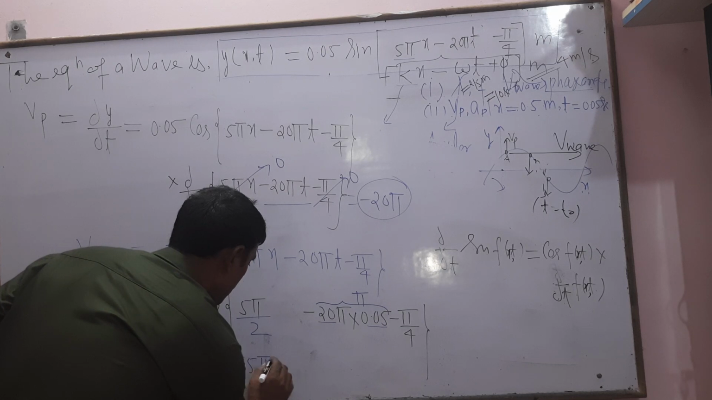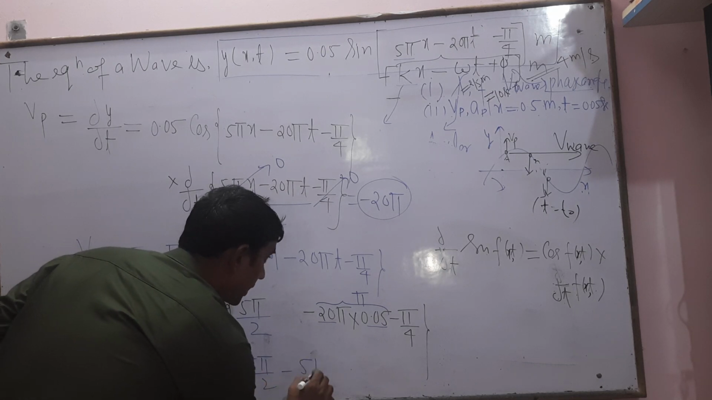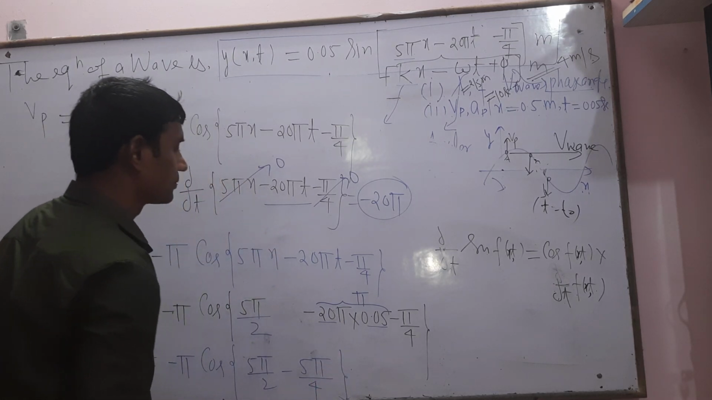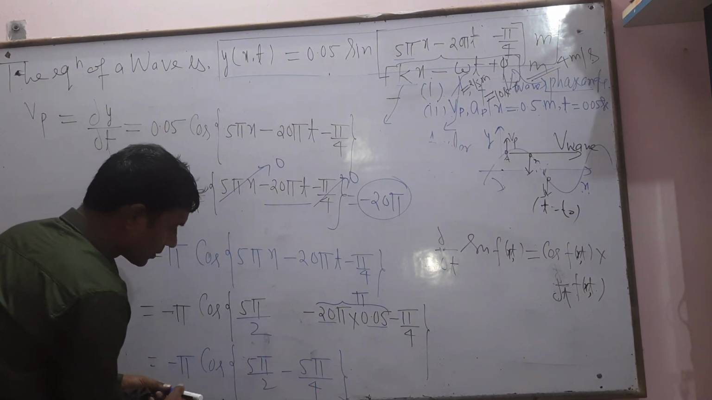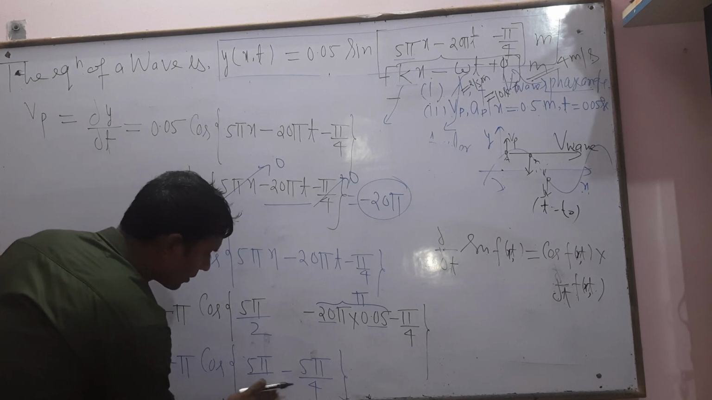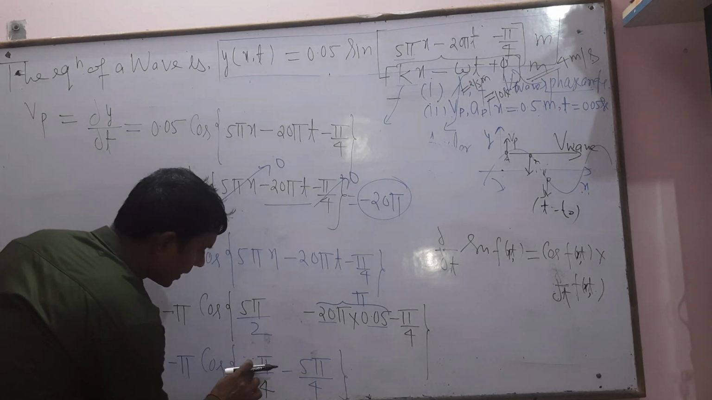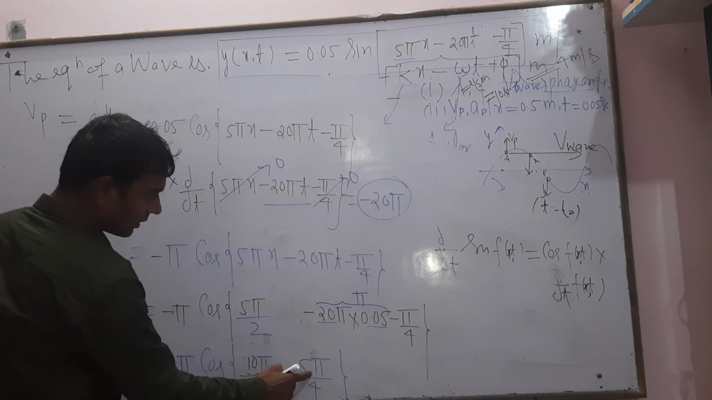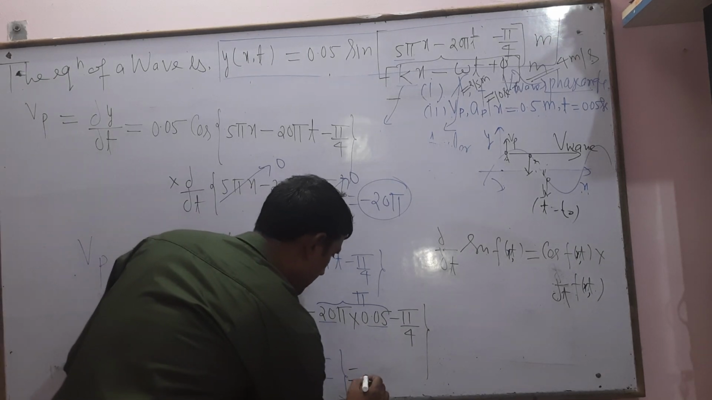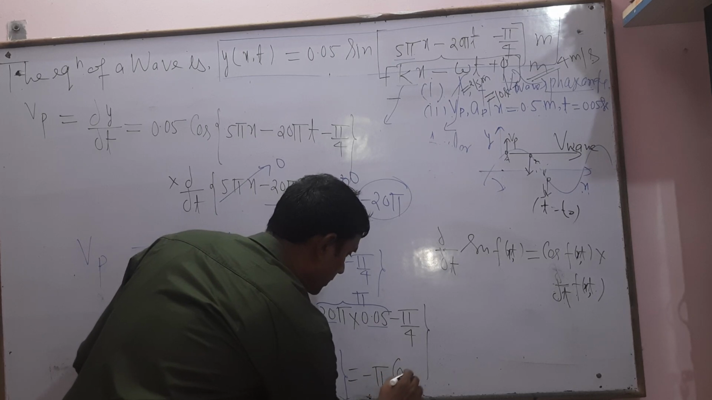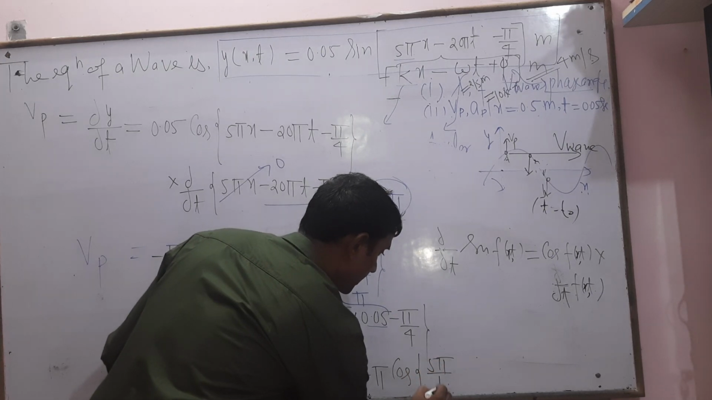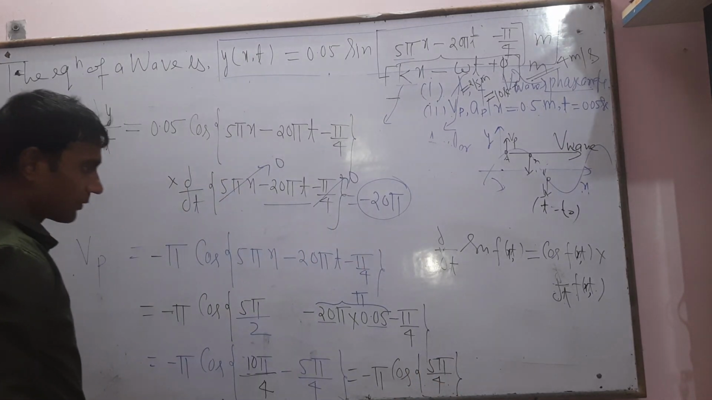So 5 pi by 2 minus 5 pi by 4. Taking the common denominator, 2 times 2 is 4 and 5 times 2 is 10, so this number is 10, and 10 minus 5 equals 5 pi by 4. So that number equals minus pi into cos of 5 pi by 4.